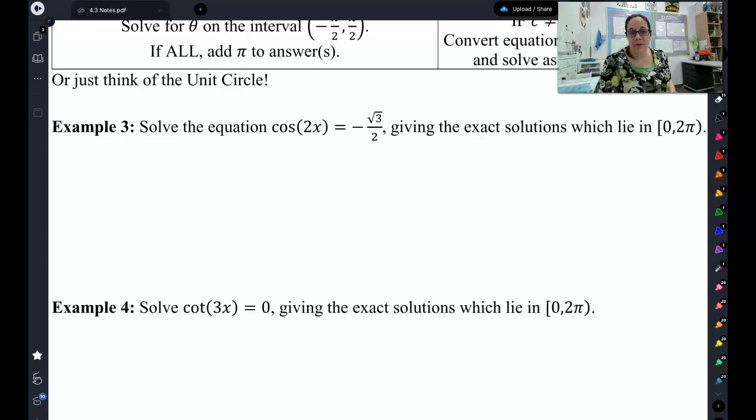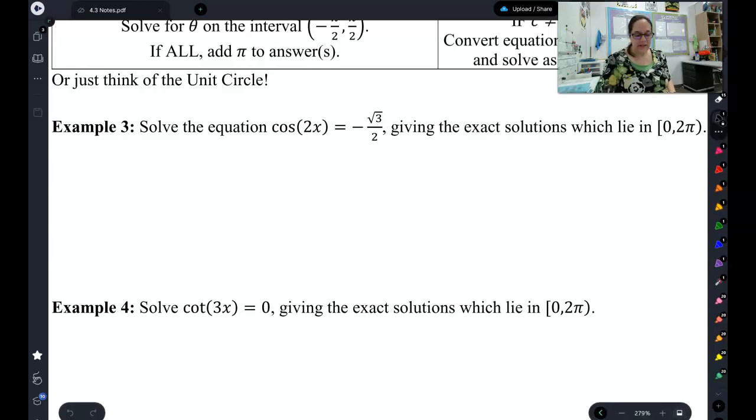Let's go back to the unit circle. So in example 3, it says solve the equation cosine of 2x equals negative root 3 over 2. You'll notice our trig equations are starting to get a little bit more complex. That's kind of the theme through 4.3 and 4.4, is we're just solving more and more complex trig equations.